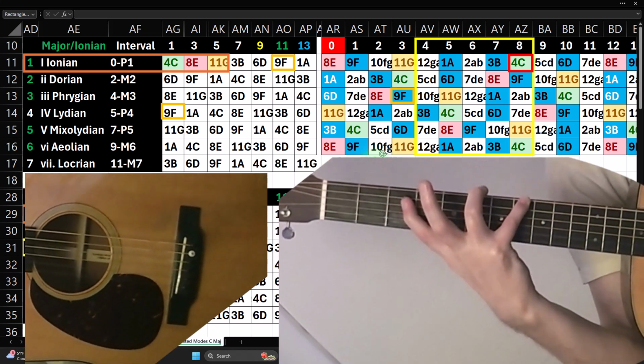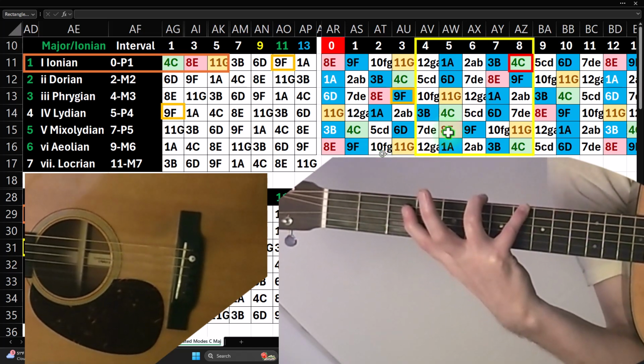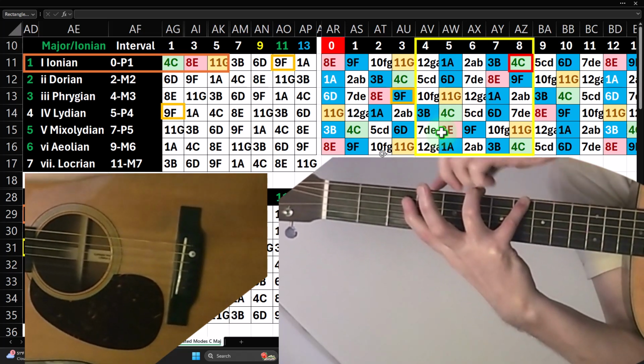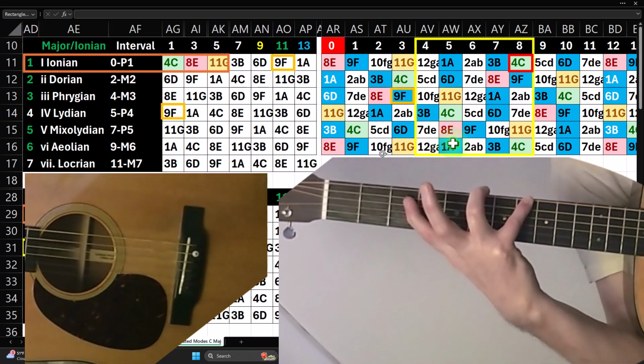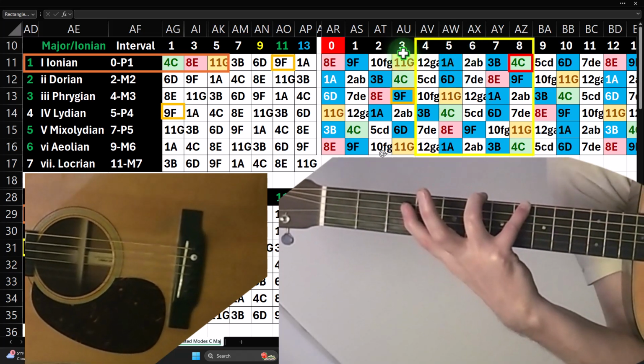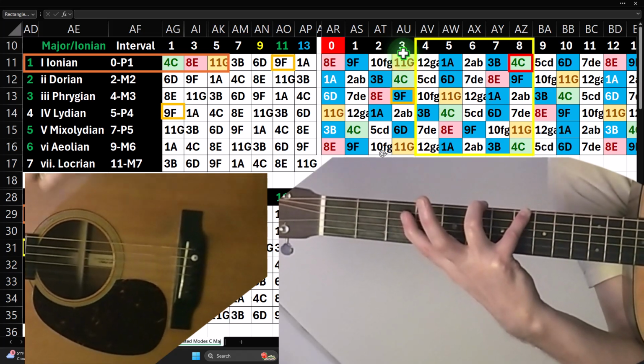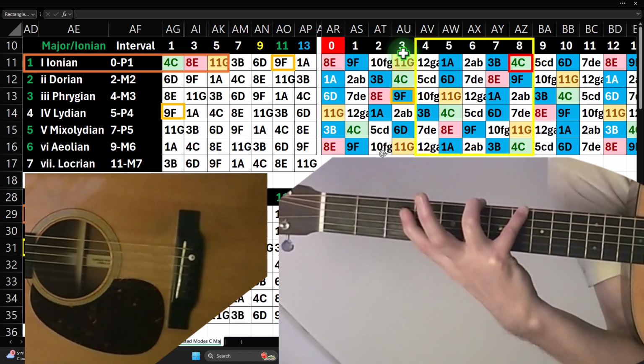So if I go 2 strings down, then where's the 5-note away perfect 4th? It's 1, 2, 3, 4, 5 frets back, right? 1, 2, 3, 4, 5 frets back. So if I go 2 strings down, the 5-note away perfect 4th will always be 5 frets back.